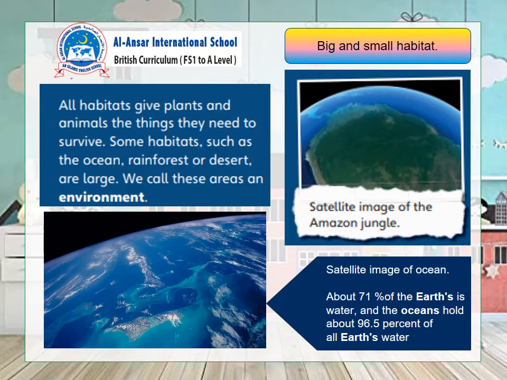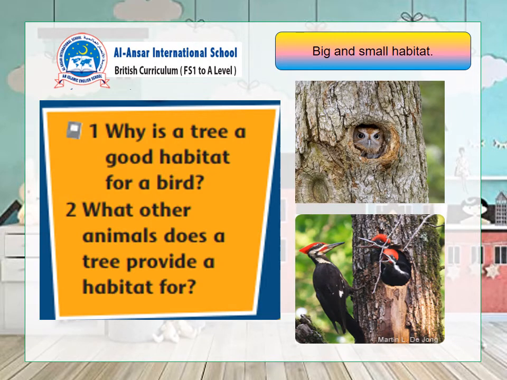You can see in the picture down below, this on your left hand side is satellite image of ocean. So you can see about 71% of the earth is water, and which holds around 96.5% of the water of the earth, which means there are lots of creatures living in the water, maybe more than the humans living on the earth. Isn't it interesting, learners?